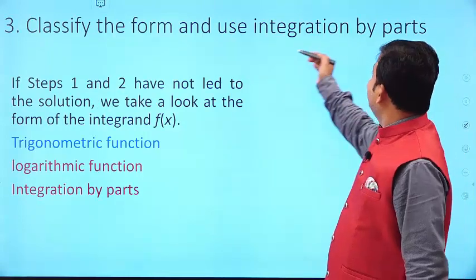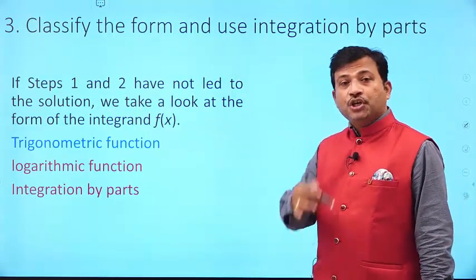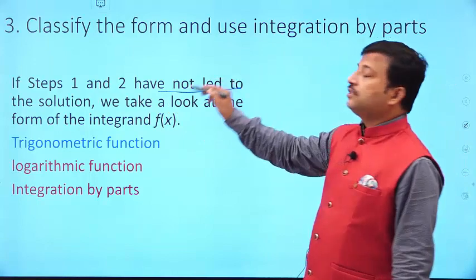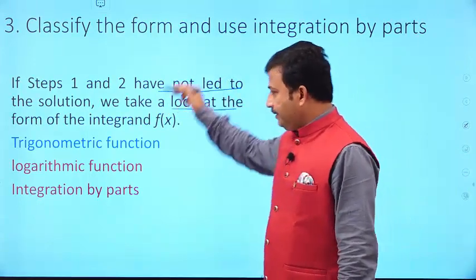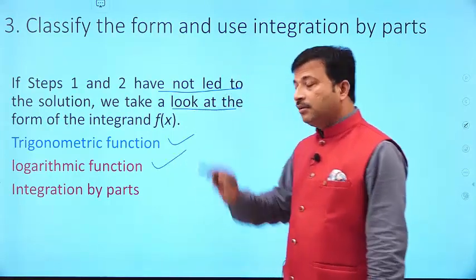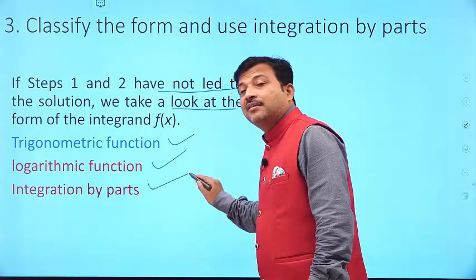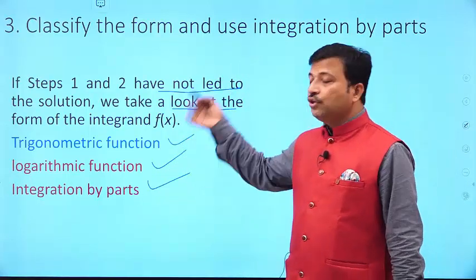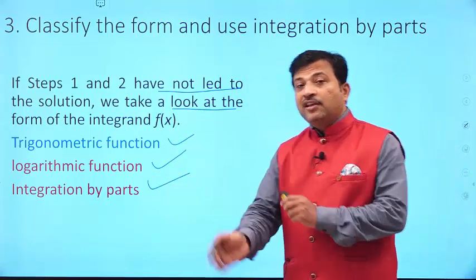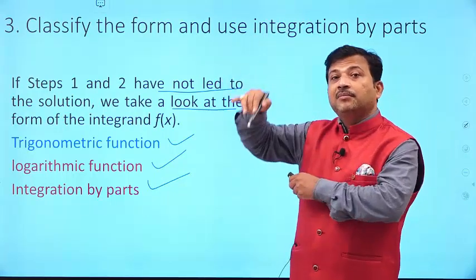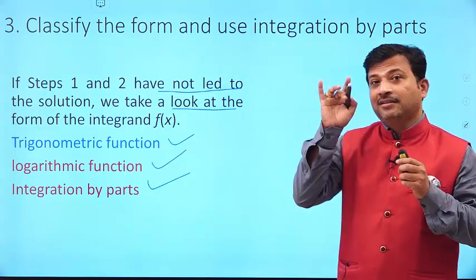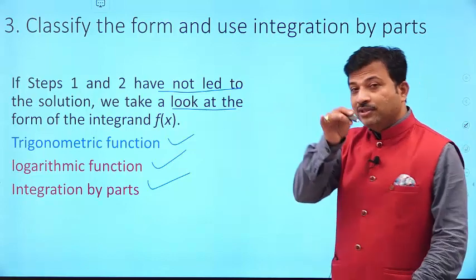Classify the form and use integration by parts. This is the third approach of solving integration. When step 1 and step 2 have not led to the solution, we take a look at this. What is it? Whether it is a trigonometric function or not, whether it is a logarithmic function, whether I can use integration by parts or not. That is the important thing. If both are trigonometric functions, you can do it happily by using the first process. Logarithmic function and sine function together will become another problem. If it is only a logarithmic function, then what do you have to use? Integration of log x. How can you do this? Think of it, right? I think you know it. You are using integration by parts.